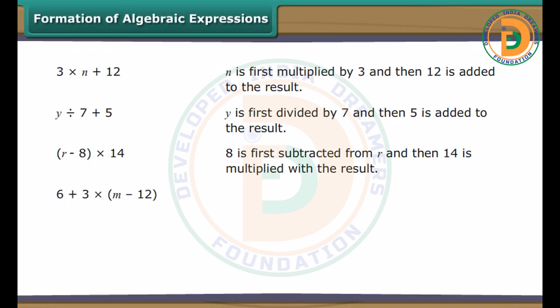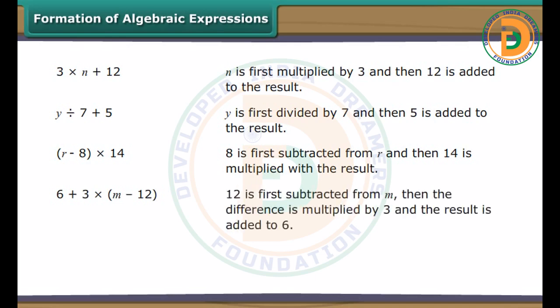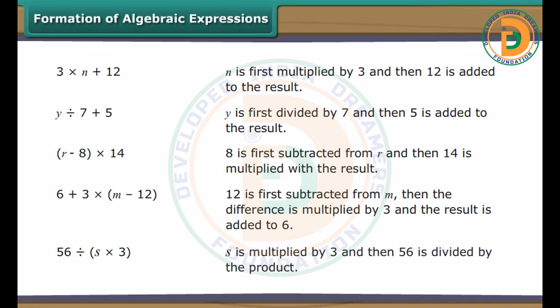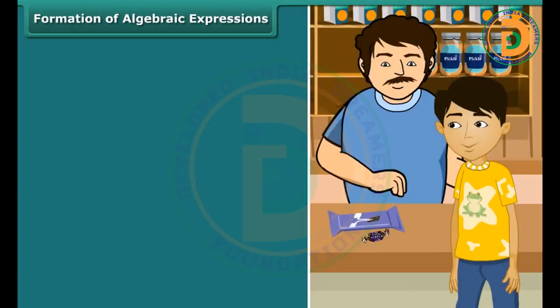6 plus 3 into bracket starts m minus 12 bracket closes: 12 is first subtracted from m, then the difference is multiplied by 3 and the result is added to 6. 56 divided by bracket starts s into 3 bracket closes: s is multiplied by 3 and then 56 is divided by the product. Let us now express some real-life situations with the help of algebraic expressions.